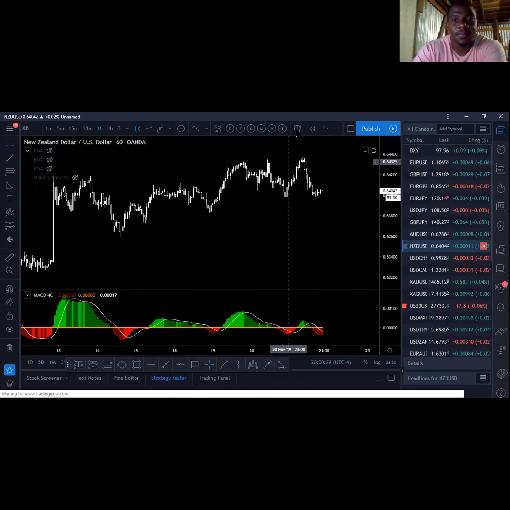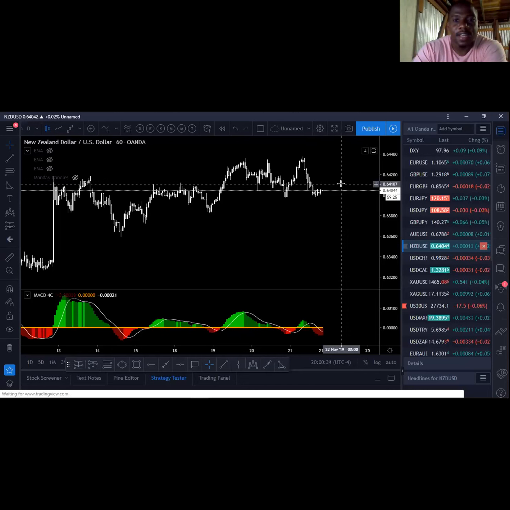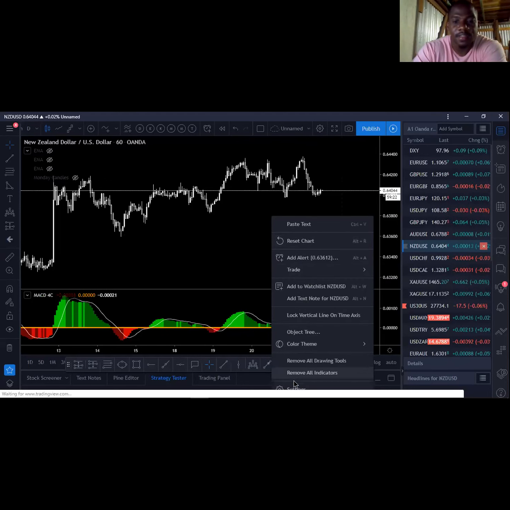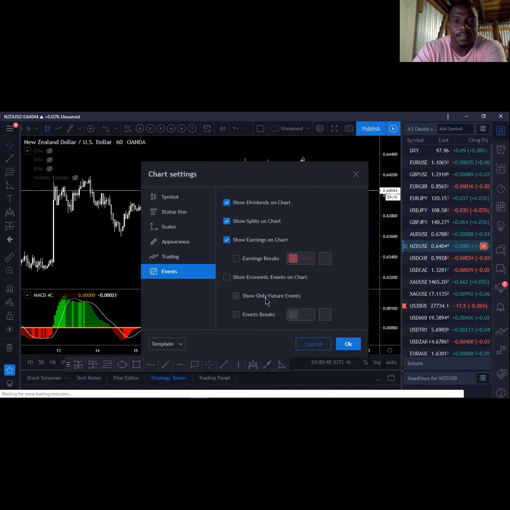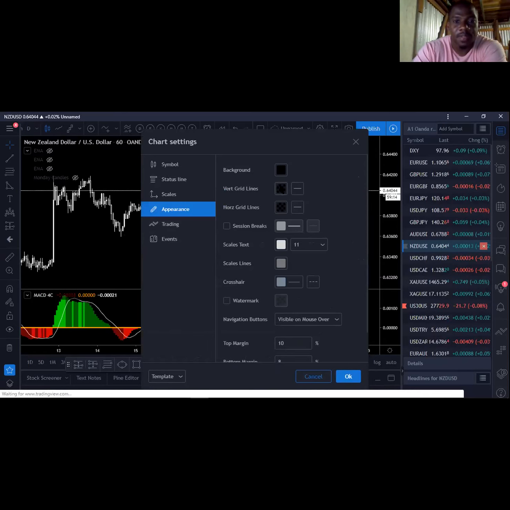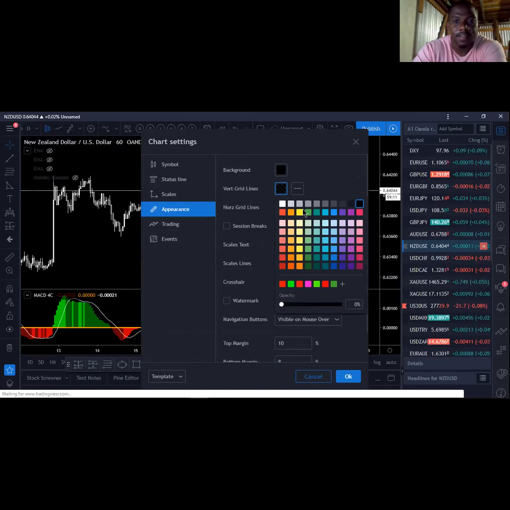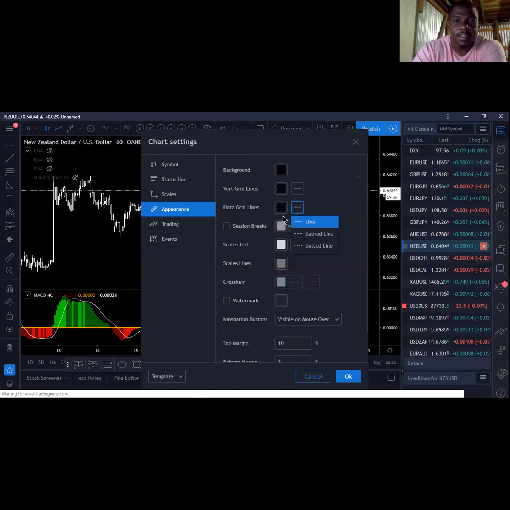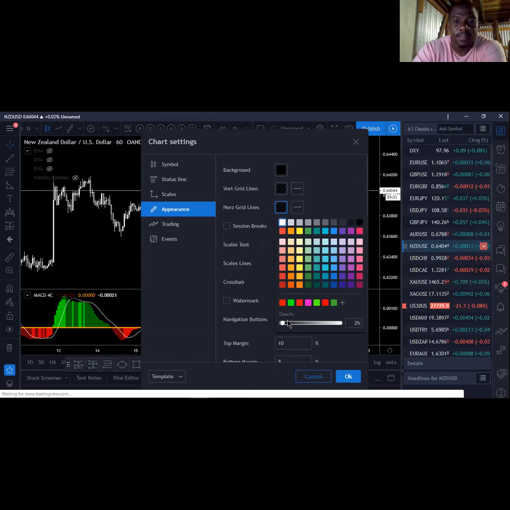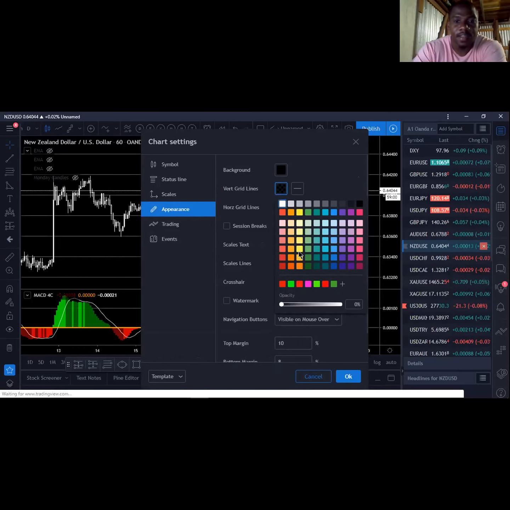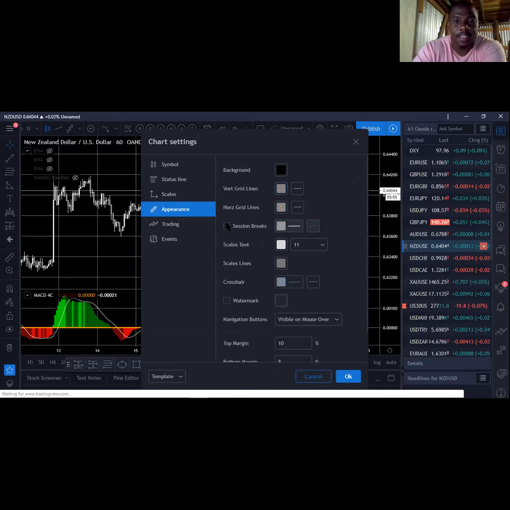All right, TradingView. Everybody should know how to use it. You have your chart settings, so you can right click anywhere on your screen, go down to settings, and change the appearance. I see a lot of people that still have grid lines on the screen. Normally, I just take off my grid lines because I like my screen to be clear. A lot of people may still have grid lines and session breaks on the screen, all kinds of stuff.